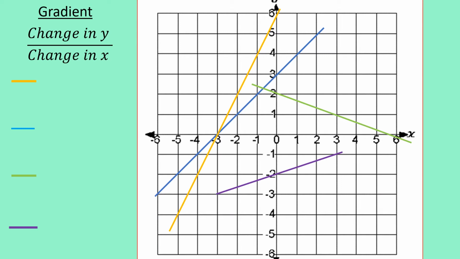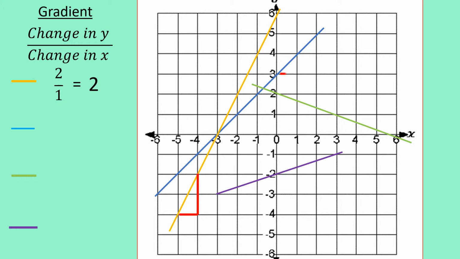The gradient is how steep the line is, and we find it by dividing the change in y over the change in x. Sometimes that is referred to as rise over run. Looking at the yellow line, we're going to see how many spaces it's going to go across and up or down. So we go 1 across and 2 up. That means that our change in x is 1 and our change in y is 2. So that is 2 divided by 1, which is going to give us 2. The gradient of the yellow line is therefore 2.